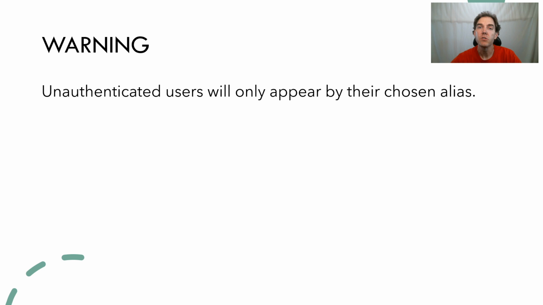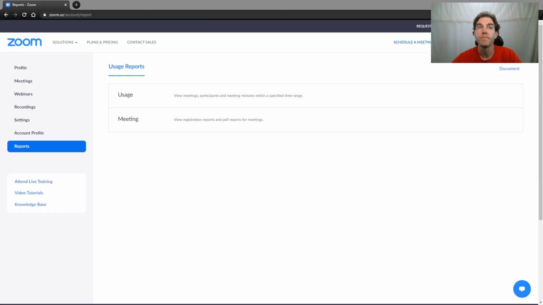One warning before we get started. Unauthenticated users in a usage report will only show up by their chosen alias. So if your participants are not signed into a Zoom account, then the only way you will be able to identify them in the Zoom report is by whatever display name they chose. So if they didn't choose their real name, then you won't be able to identify them after the fact unless you can remember what name they chose. So let's get into it and I can demonstrate this.